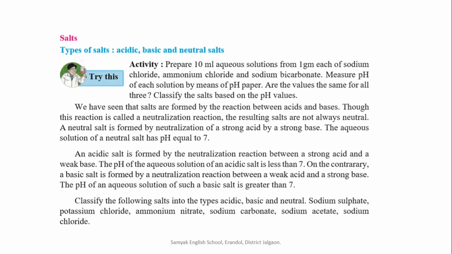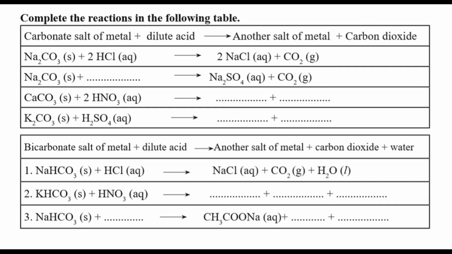Now classify the following salts into types: acidic, basic and neutral. And here is a list of salts. Now the correct answer to this is: sodium chloride is a neutral salt. Sodium acetate is basic salt. Ammonium chloride is acidic salt. Calcium carbonate is basic salt, and sodium carbonate is again basic salt.